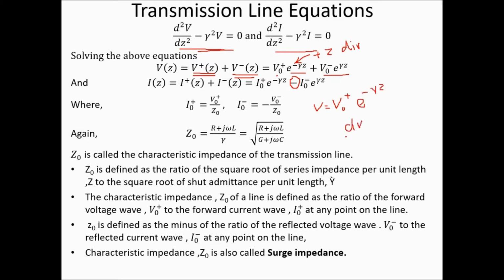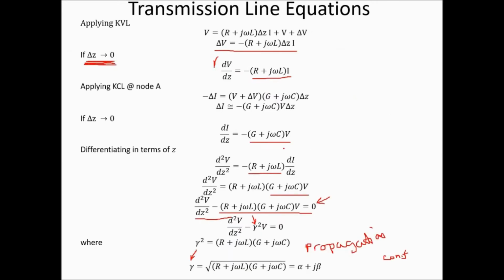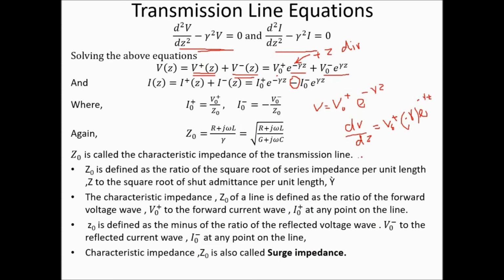Now if I take dV over dz, you will get V0 plus times negative gamma e to the power negative gamma z. And dV over dz, if you recall the previous problem, is negative R plus j omega L times I. So you can substitute this. So it will be negative R plus j omega L times I. So now you can write I equal to V0 plus gamma e to the power negative gamma z. So that's the voltage.